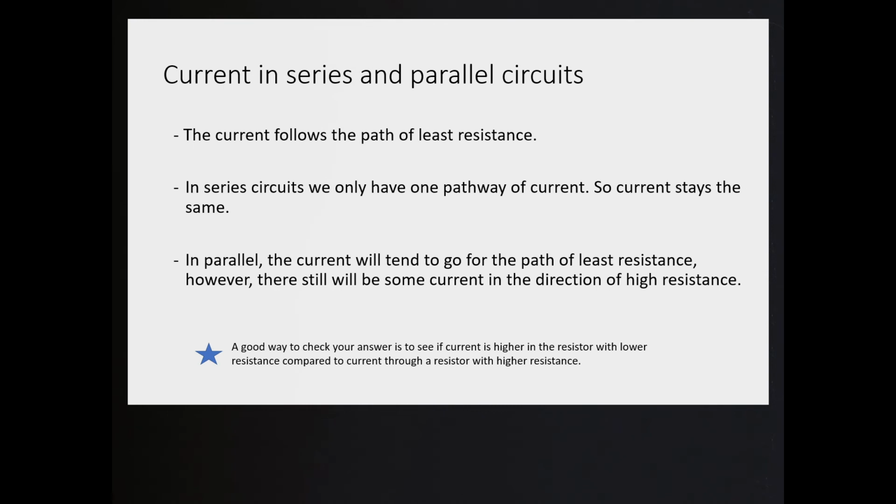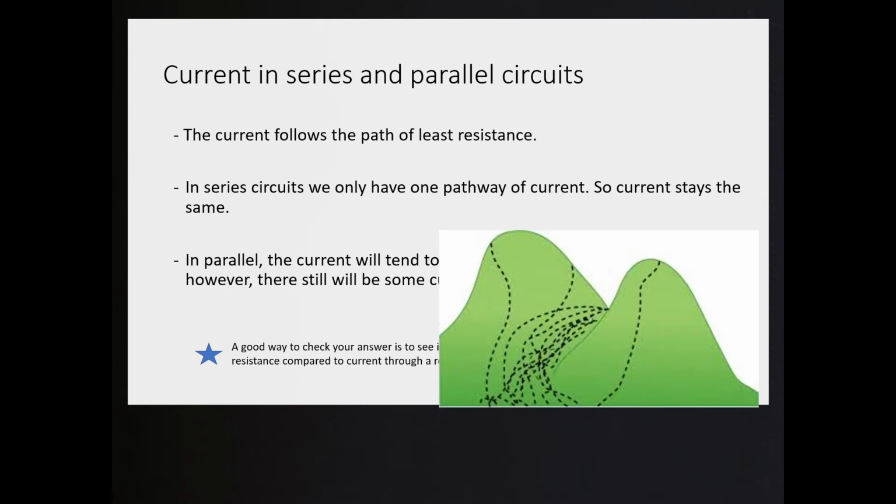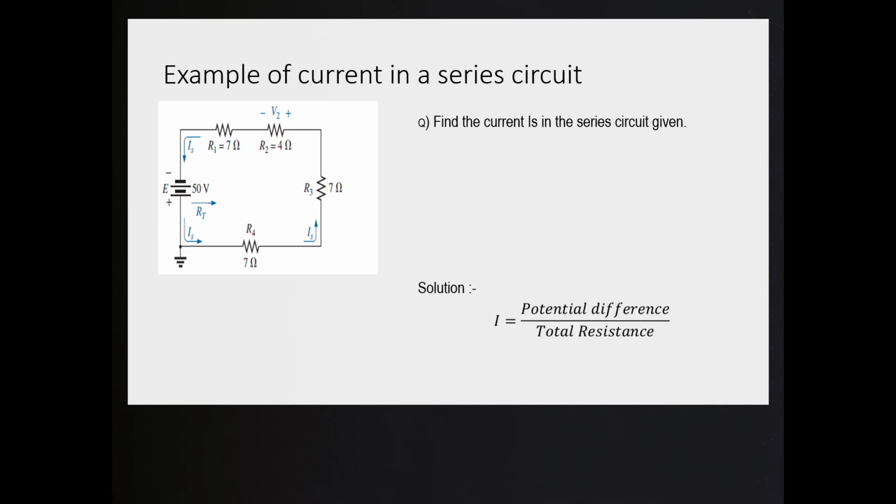So, current in series and parallel circuits. The current follows the path of least resistance. In series, we only have one path, sadly, so it can only follow one path. In parallel, it will be split and most of the current will take the path of least resistance, as demonstrated by this figure.